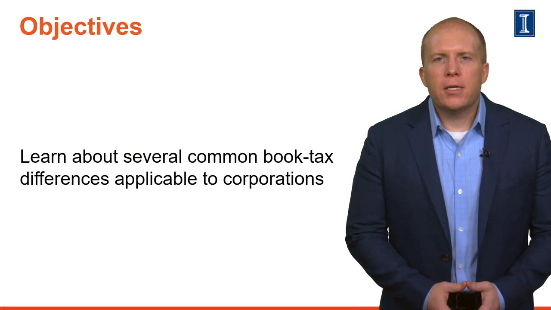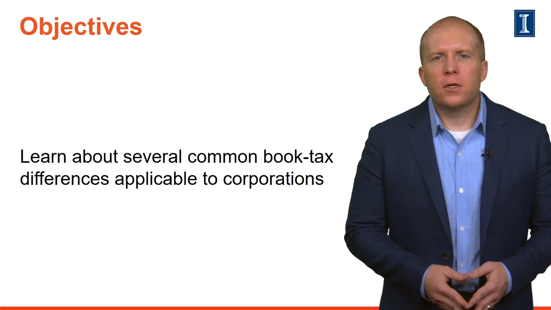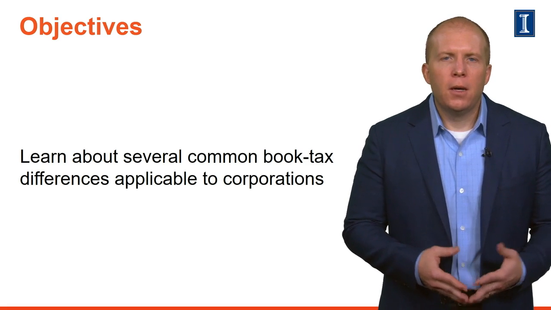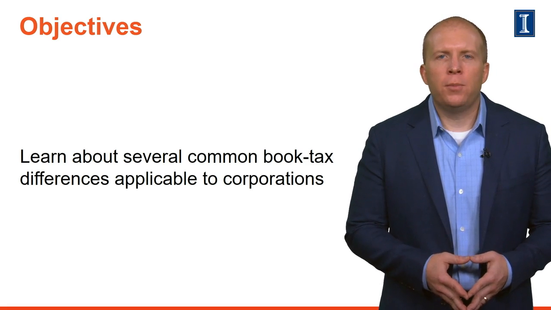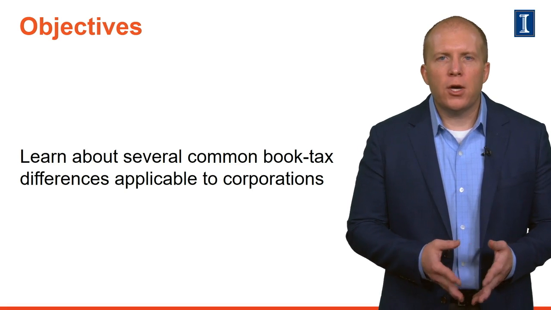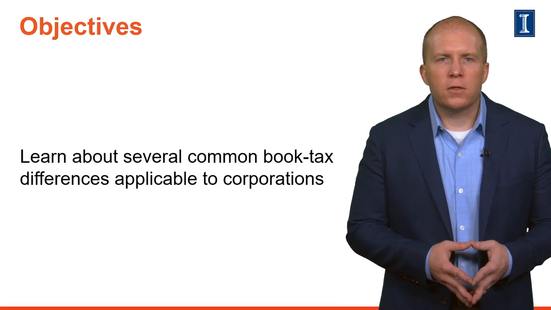Thus far, we have taken taxable income as given in order to focus on tax liability computations. However, to determine taxable income, many corporations begin with income computed under generally accepted accounting principles, that is, financial reporting or book purposes, and then make adjustments for book tax reporting differences.